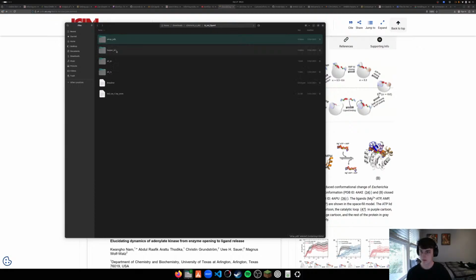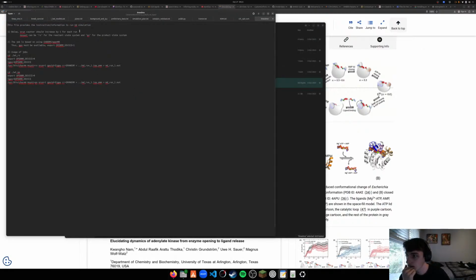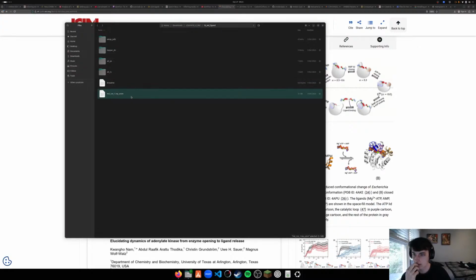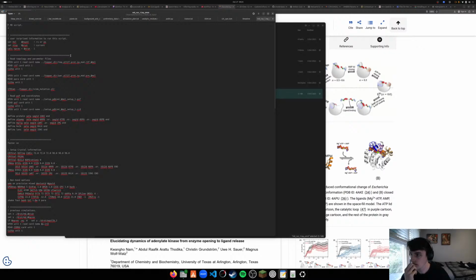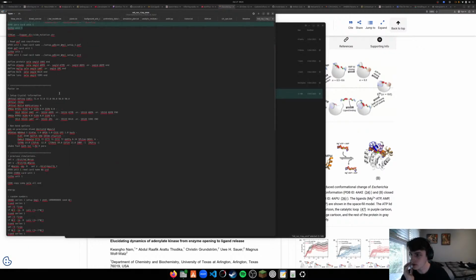Why is it a music file? What's this say? Structure and information to run the MD below. The run counter should increase by 1 for each run. Thus, GPU must be available. Export open device. Okay, this is great. What's this? Am I gonna have to learn CHARMM?